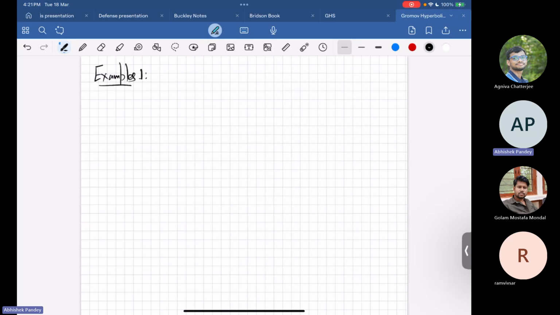Example 1 is basically R with the norm distance, |x − y|. R is 0-hyperbolic. This is quite easy to see, because if you take any three points on the real line, say x, y, and z, the geodesics are basically the line segments joining these points, and the geodesic joining xz will be this line segment from x to z.